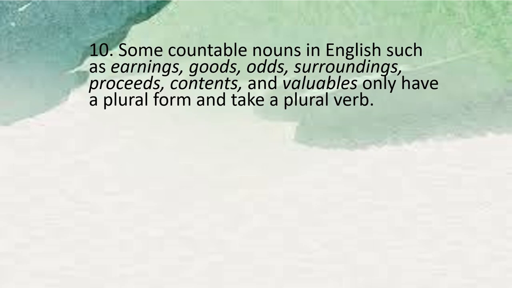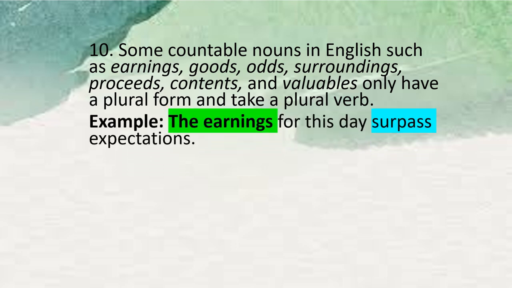And we have the tenth rule. Some countable nouns in English, such as earnings, goods, odds, surroundings, proceeds, contents, and valuables, only have a plural form and take a plural verb. Look at example. The earnings for this day surpass expectations.